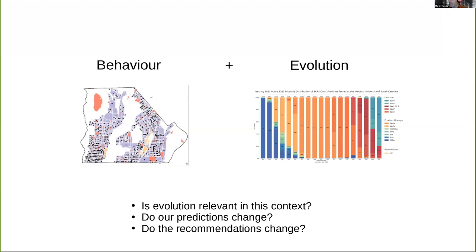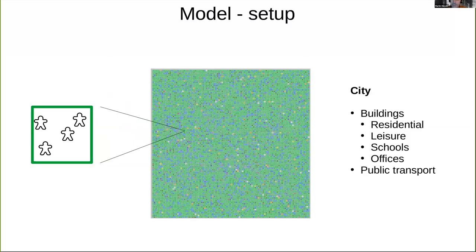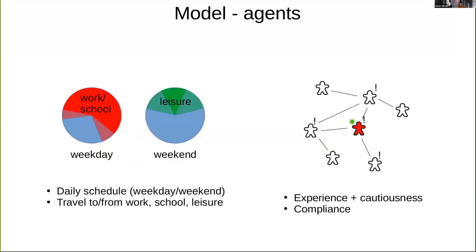So the basic setup of the model is that we have a city that consists of buildings. Those can be residential, schools, offices, leisure centers. We have public transport, and agents always are present at any of these locations. So they are either at home or at school or in a public transport carriage, and that's where infection takes place. Agents have a certain amount of behavior, so they follow a daily schedule that differs between weekends and weekdays. They travel to work or school.